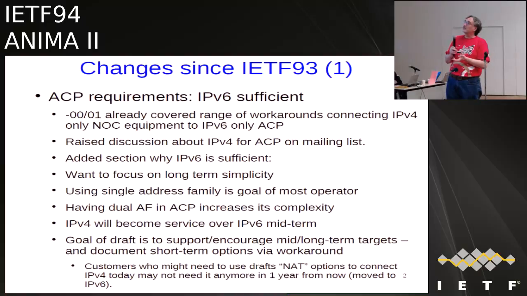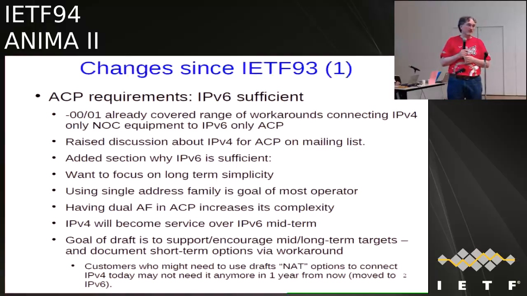That's basically, we want to focus on the long-term simplicity and want to have a simple address family because operators prefer that; it increases complexity, and we see already in service providers how V4 becomes a service on top of V6. And so when we look at what should be the focus of the draft, it is the mid and long-term goals, and then basically rather have crazy workarounds for short-term than encumber the long-term solution with too much work that's only potentially beneficial short-term, right?